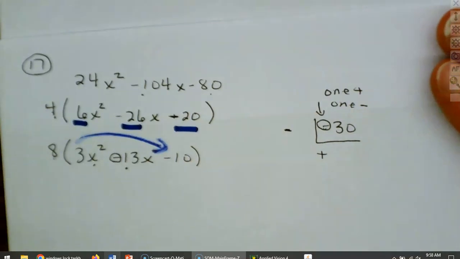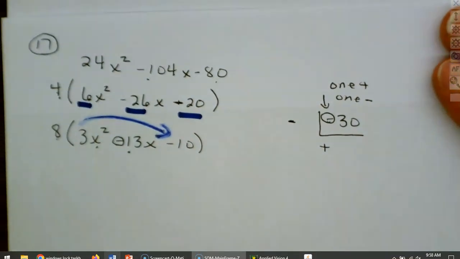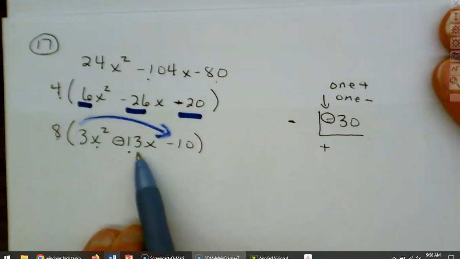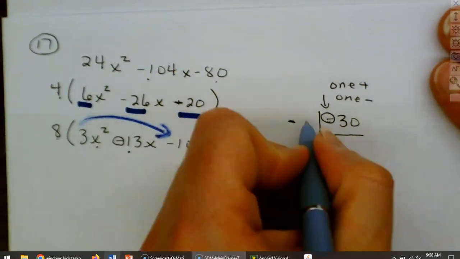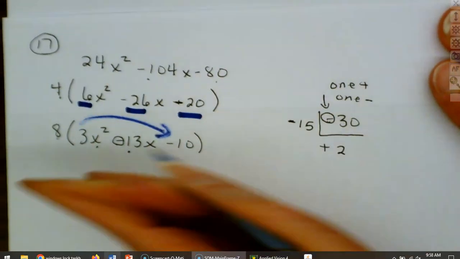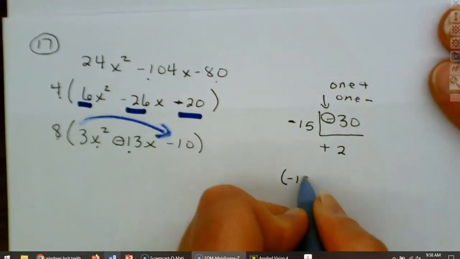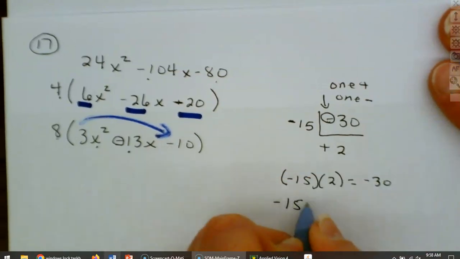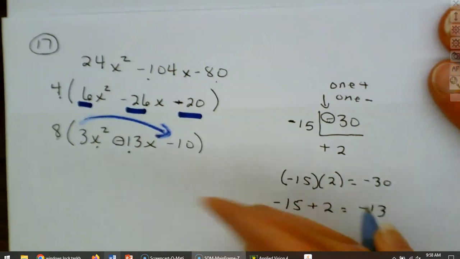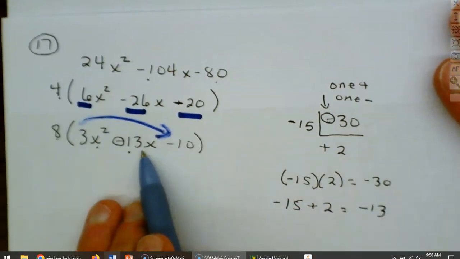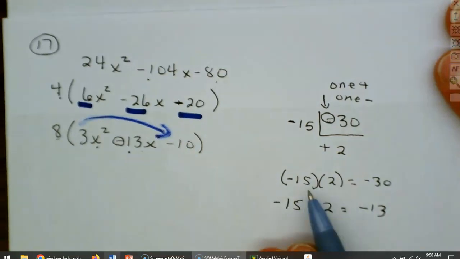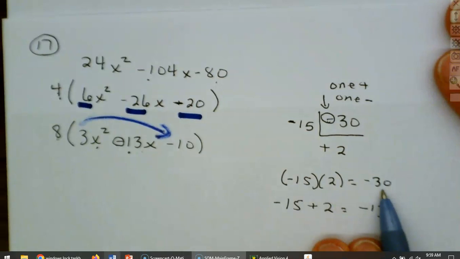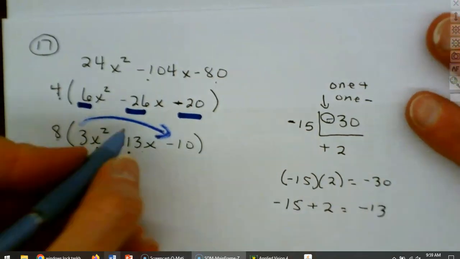Now, 10 and 3 won't work because if you add them together, you get 13. We're not adding, we are what? Subtracting. So how about 15 and 2? That works because minus 15 times 2 is a minus 30, and minus 15 plus 2 is a minus 13, which is there. You've got to be very careful with the numbers and how they go together. But see, 3 and 10 wouldn't work because when you multiplied them together, you would get positive, and we want negative 30.